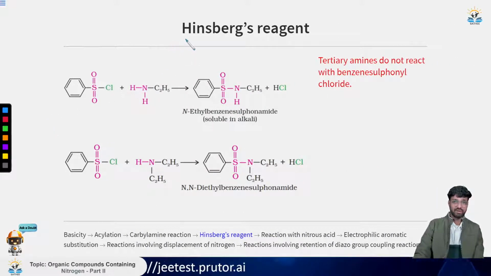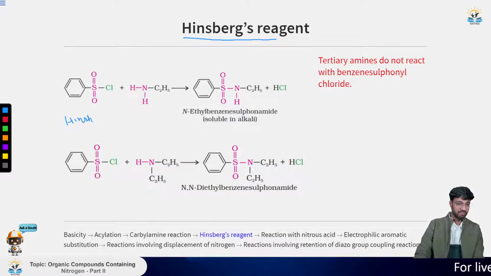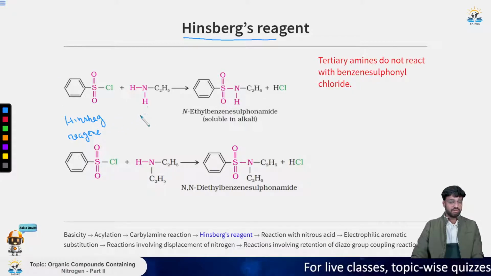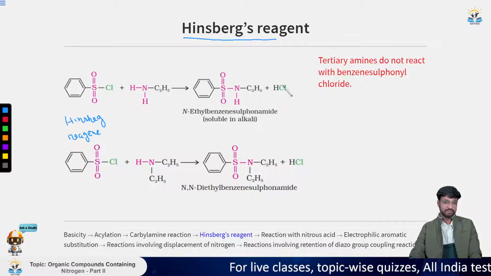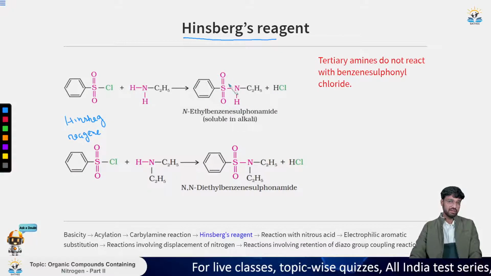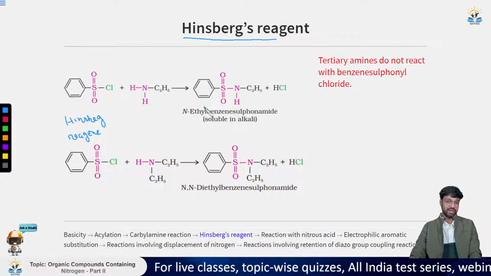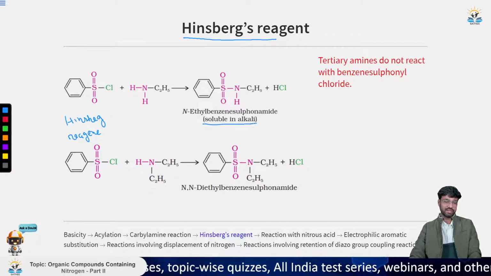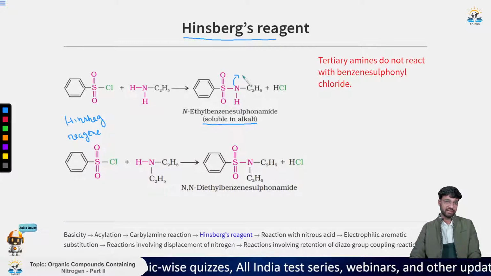Next we have the Hinsberg test. It is also for primary amine only. This is called Hinsberg reagent. Okay, this is thionyl chloride. So we react it with this primary amine and we get this product, which is an N-substituted, or you can say N-ethyl benzene sulfonamide, that is soluble in alkali. So it is soluble in alkali.